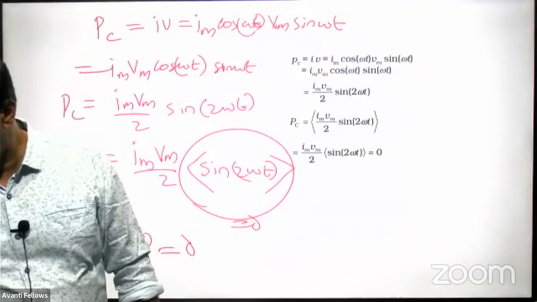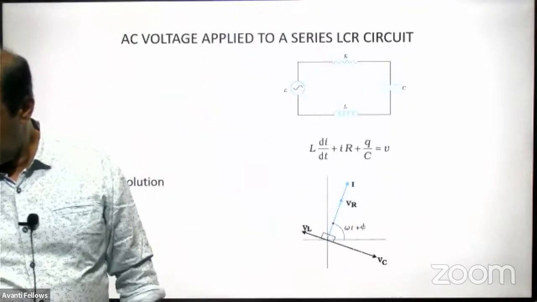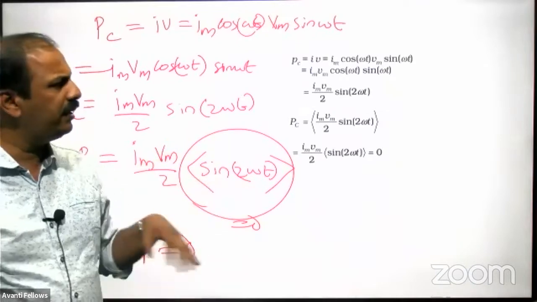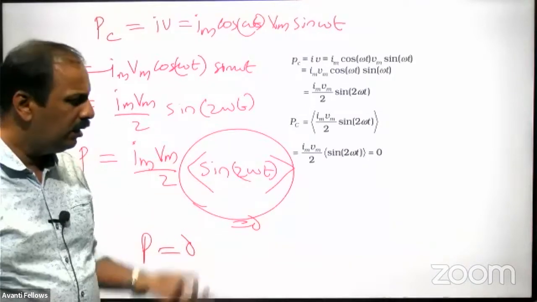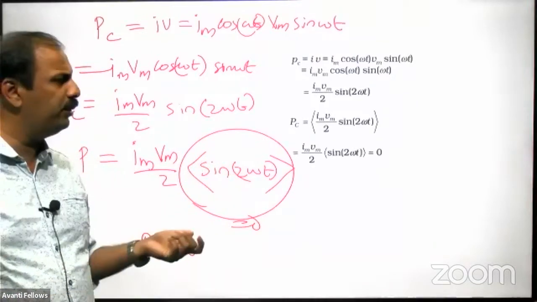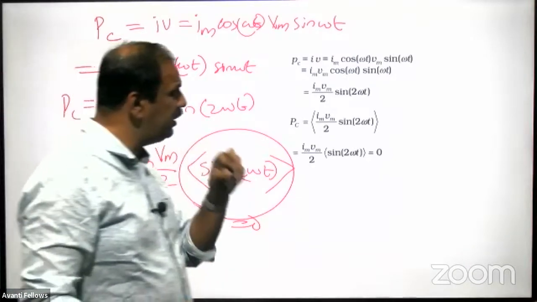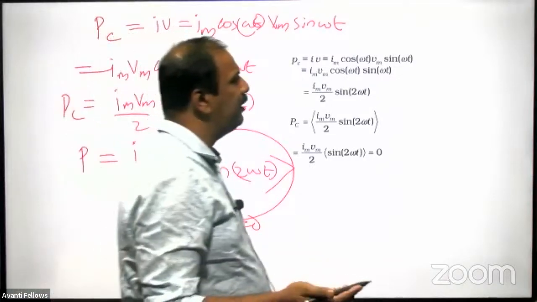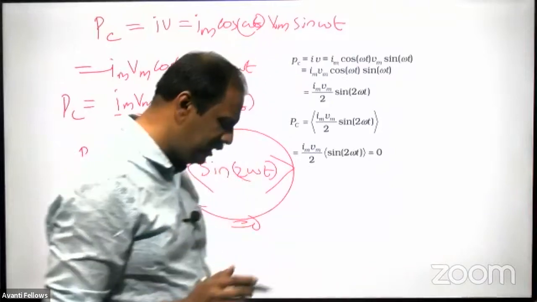Now we have to go for all these things together: inductor, capacitor, and the resistor, all three together. Then what will happen? Before that, a general question is coming about the graph actually. Every time the same type of question is coming, that's why we'll just discuss that.